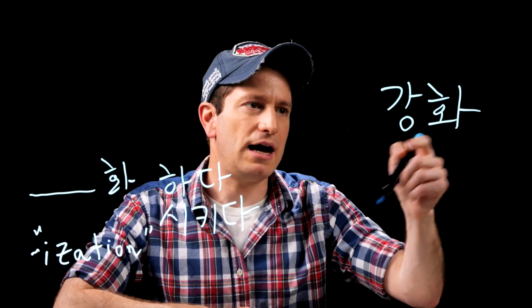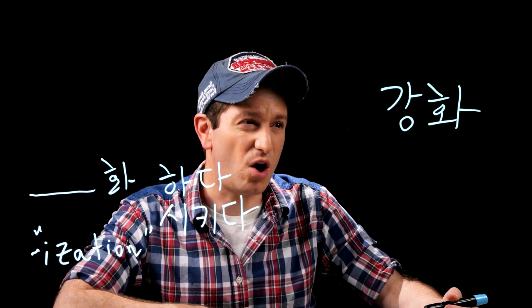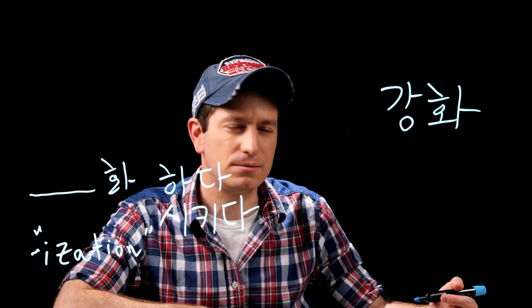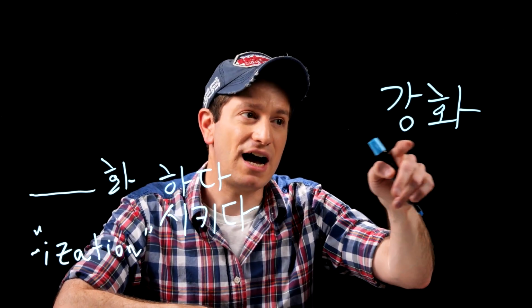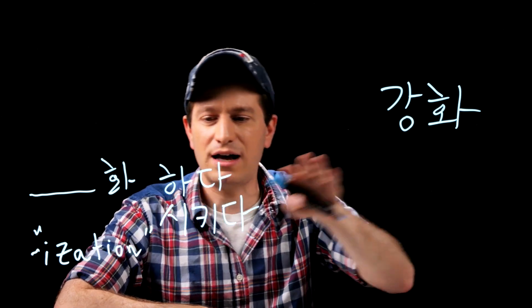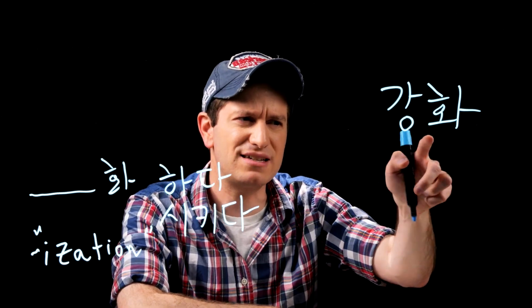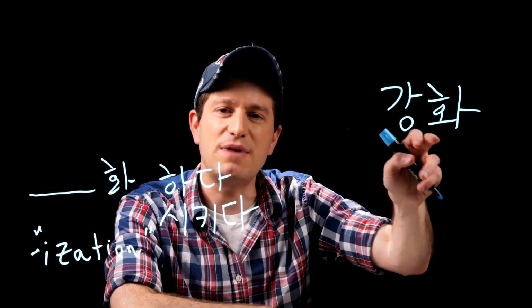For example, 강 means strength, so strong, 화, to change. So strongization, strengthen. So you might see 강화하다 or 강화시키다. So that means to strengthen something, literally to make something, to change something and make it strong. Another example would be 한국화. So Koreanization, something becoming more like Korea. And you could also see this with 하다 or 시키다.